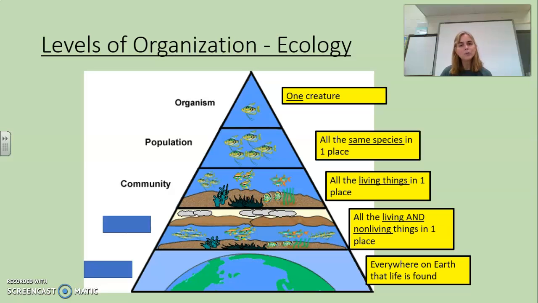So we're talking temperature, amount of precipitation, the pH, all those things. Here it's showing you the sand and the clouds and the water. Those are all abiotic too. But when you include both biotic and abiotic, that's an ecosystem. And then finally, if you include everywhere on Earth that we find life, that's the biosphere. If Earth was an apple, the biosphere would basically be like the skin on the apple.